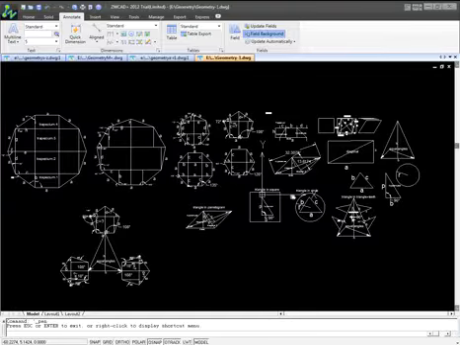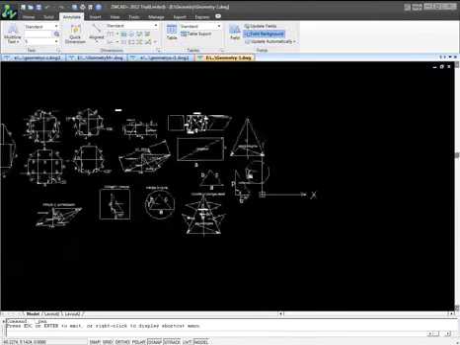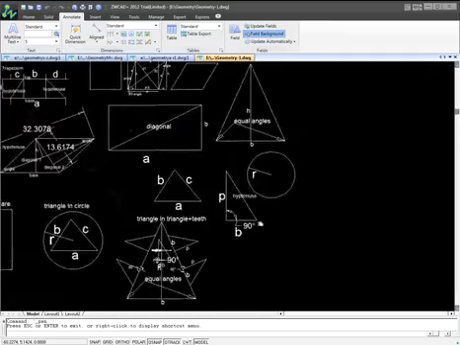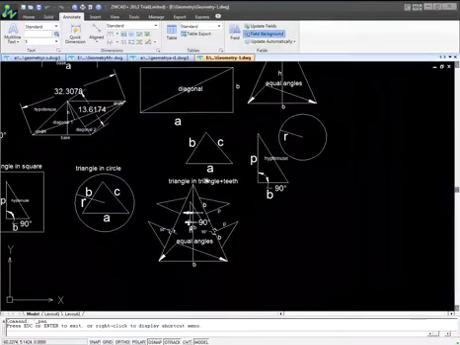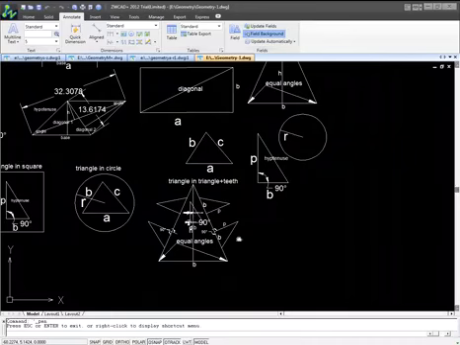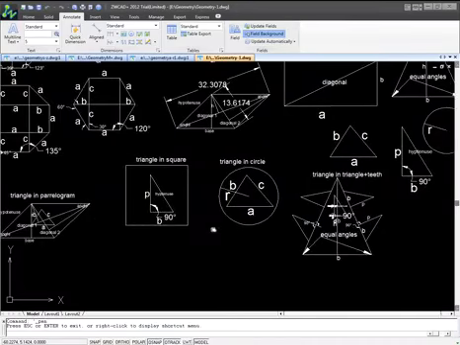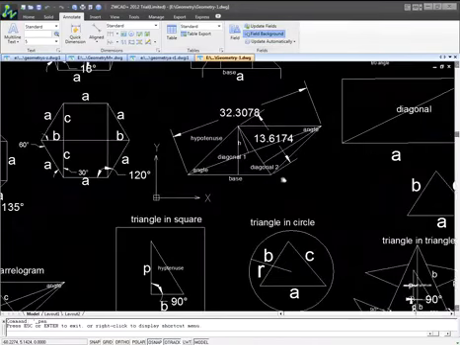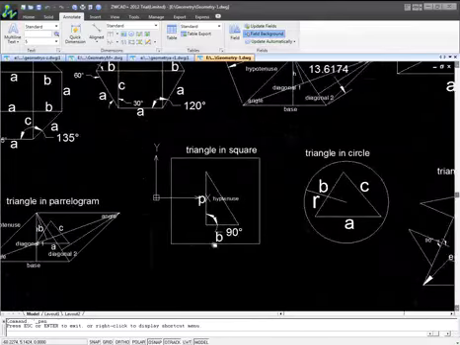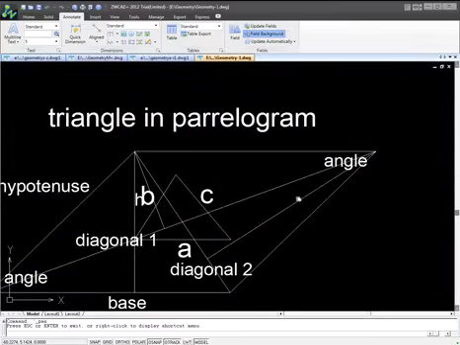Parallelogram and all take in, as well as right triangle, isosceles triangle, circle, and different types of triangles here. And here is hypotenuse, and this is a combination of various triangles: isosceles triangle, right angle triangle, a right angle triangle around a circle, with a triangle inside. You can say triangle and square, and triangle and parallelogram.